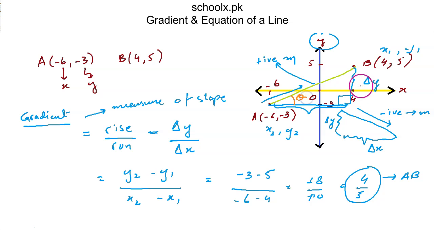So the gradient of a line actually gives us the value of the tangent of this angle theta, tan theta. So by doing this, we mean that tan theta equals m, or y2 minus y1 over x2 minus x1. So if you have a gradient, you can actually find the angle that the line is making with its horizontal. Alright.